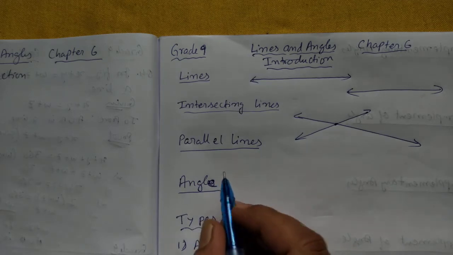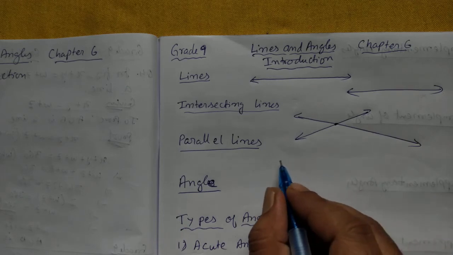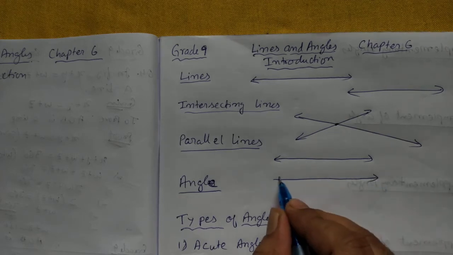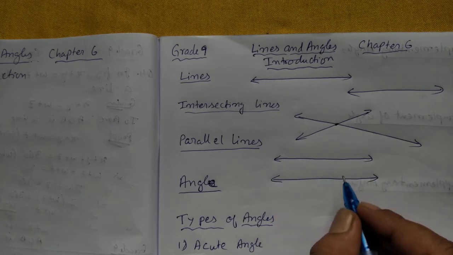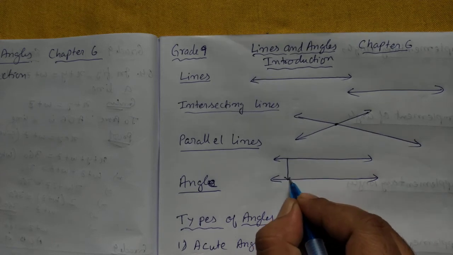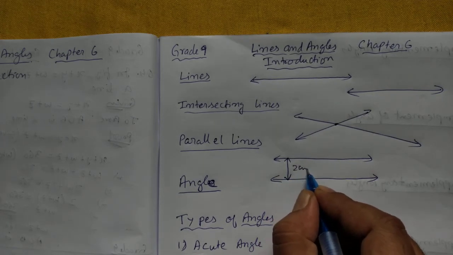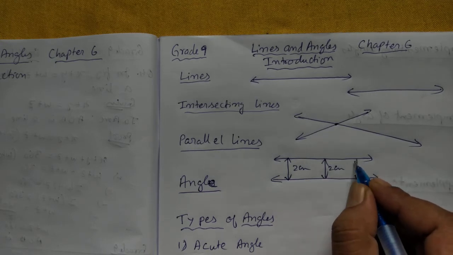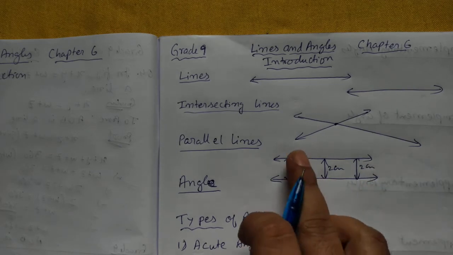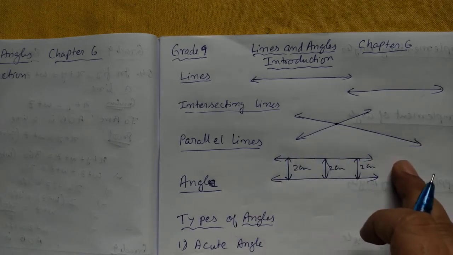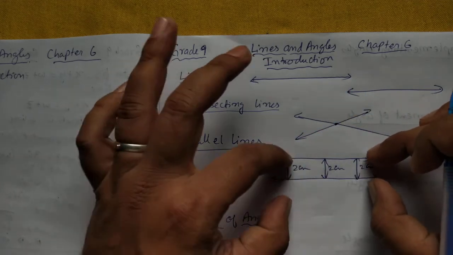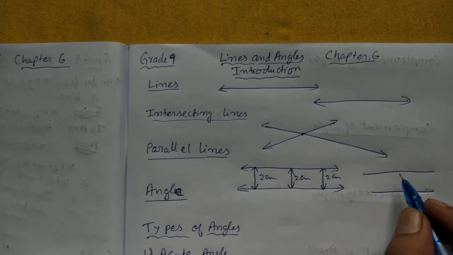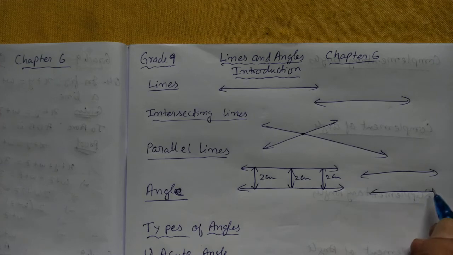Next, let's do parallel lines. Parallel lines are those lines which, if we extend them, will never meet. This and this line are at the same distance at any point. Suppose at this point this is 2 centimeter. At this point also it will be 2 centimeter. At any point, if you draw a perpendicular line, it will be 2 centimeter. This will never meet. If we extend this line also, it will never meet. So parallel lines, clear? They are at the same distance. They never intersect.